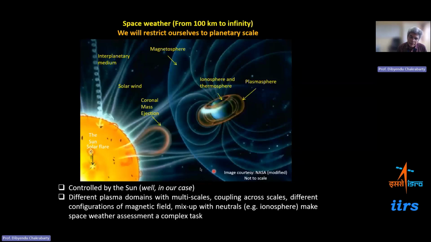Now, if you look at this picture carefully, you will see on the day side the magnetosphere, which is the outer part of the Earth's atmosphere. You can see here it is the magnetosphere. It is compressed because of the solar wind.